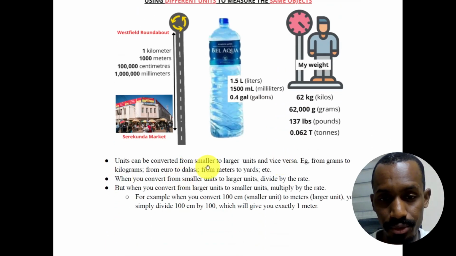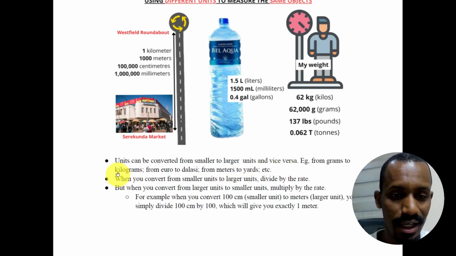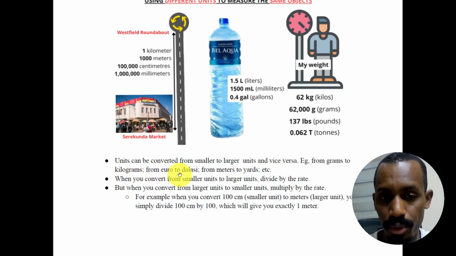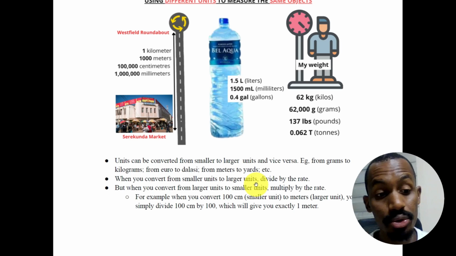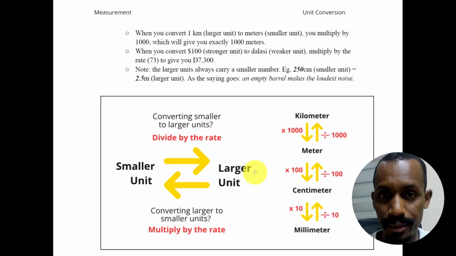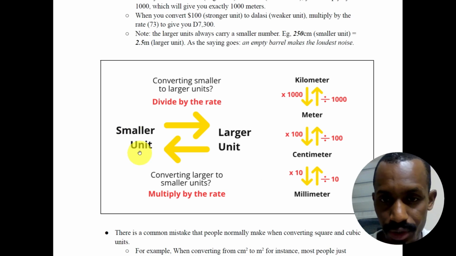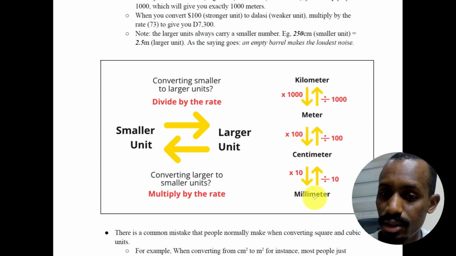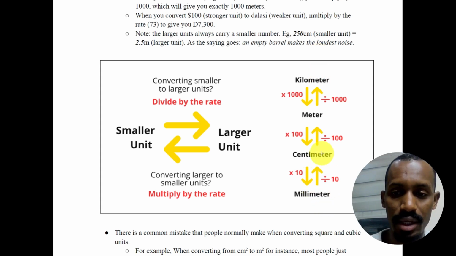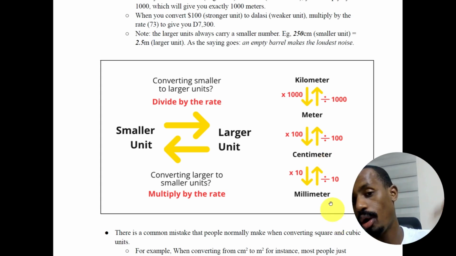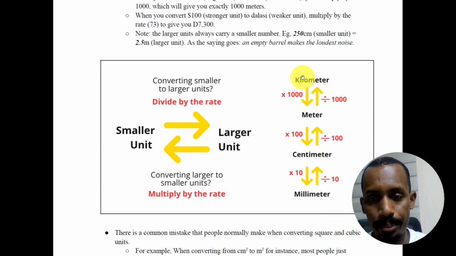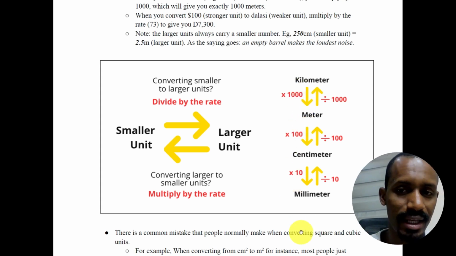Units can be converted from smaller to larger units and vice versa. All right, like from grams to kilograms, or from euro to dollars, and from meters to yards. Okay, when you convert from smaller units to larger units, you divide. All right, here is, I think I've made it here. So here you have smaller units, millimeter to centimeter to meter. From here going up, it gets bigger. From up to down, it gets smaller. Imagine you are from millimeter and you want to convert it to centimeter, you divide. When you want to go from small to up, you divide. When you want to go from up to down, you multiply. All right, it's very easy.